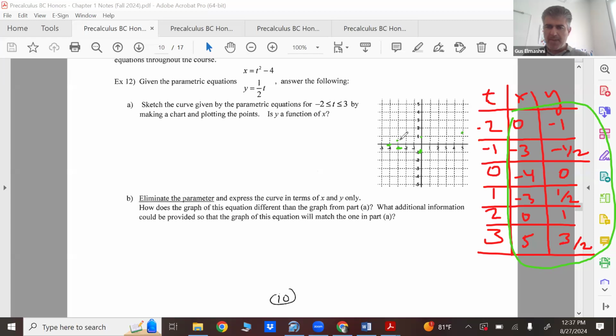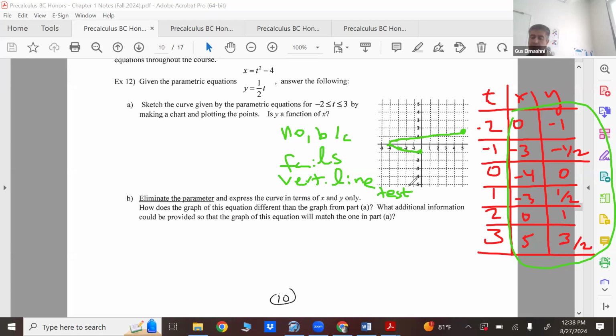So what am I making? What does it look like to you guys? Sideways parabola, totally right. Thanks, Sebastian. Totally 100%. Looks like a sideways parabola. So the answer is no, because it fails the vertical line test.